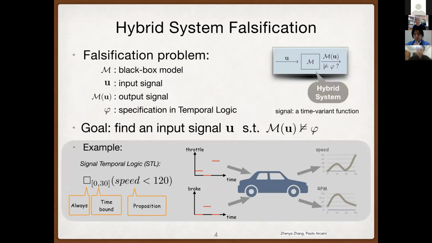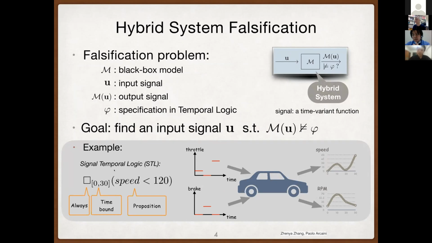Formally, falsification is defined like this. Falsification considers a black box model M, which accepts an input signal U and gives output signal MU. The user can predefine a specification in temporal logics, and the goal of falsification is to find the input signal U such that the corresponding output signal MU violates the specification. This is an example of the black box model M, an automotive system that accepts input signals such as throttle and brake and gives output signals such as speed and RPM.